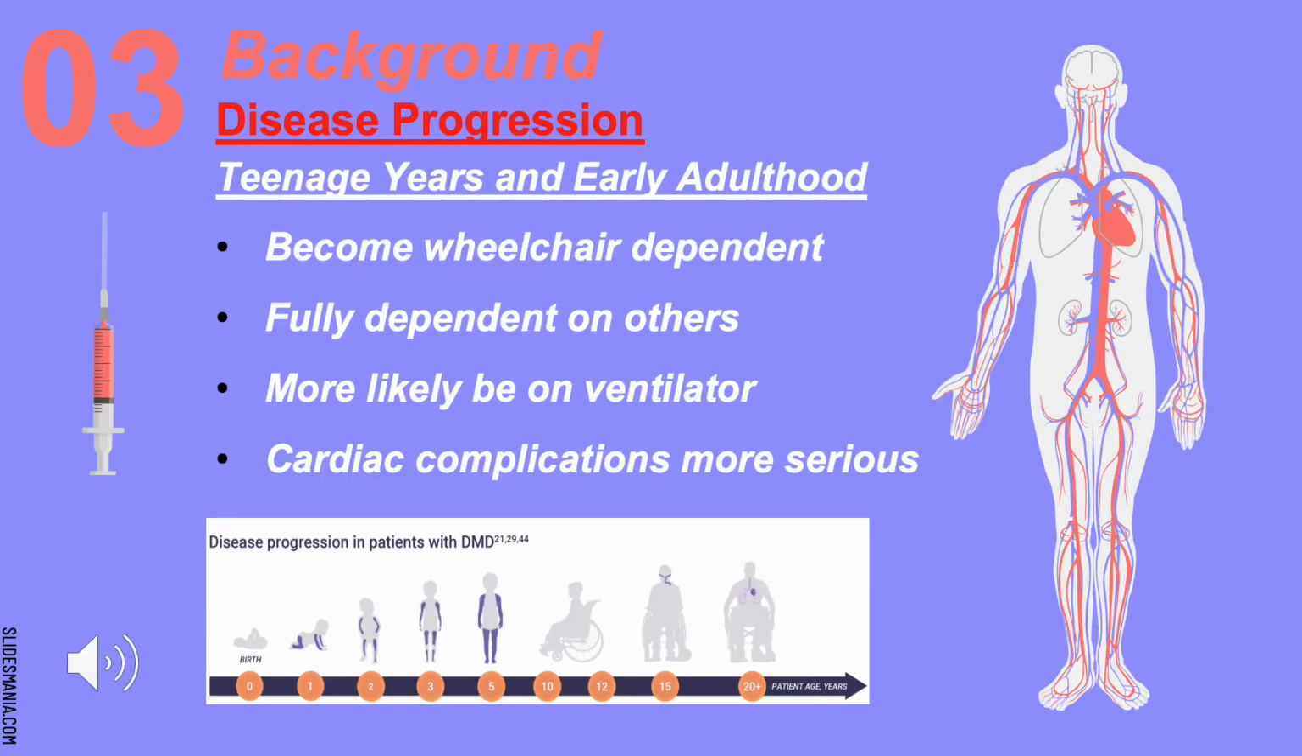Lastly, is teenage years and adulthood, where a person relies on a wheelchair. Their daily activities are impacted by progressive muscle weakness, hindering the individual's independence. Breathing difficulties become more prominent and ventilators may become required. Cardiac complications advance and will require medication and monitoring. Disease progression can vary, where some patients may experience a slower or faster rate of decline.